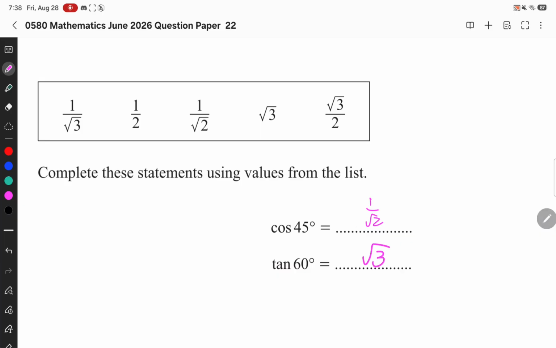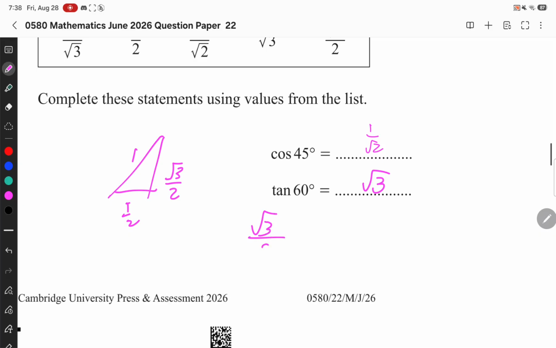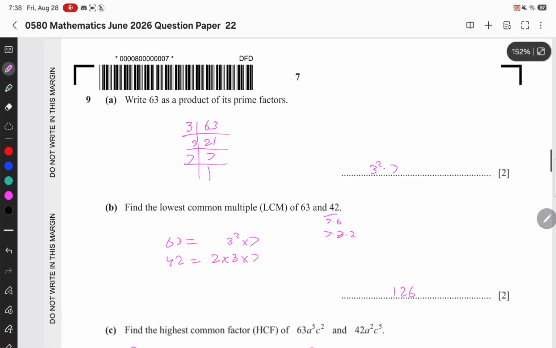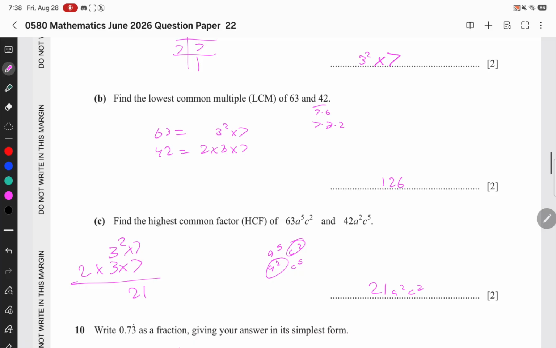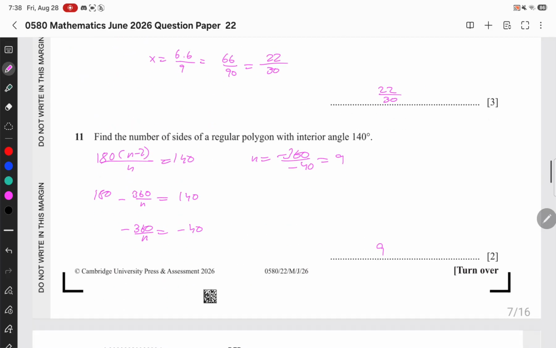I got it. You know how I said all markings go a half? Well, so does the fraction, but it simplifies. I'm an idiot. I'm a child. 3 times 3 times 7 or 3 squared times 7. Do not put a dot, please. This is 126, this is 21, A squared, C squared, nice.